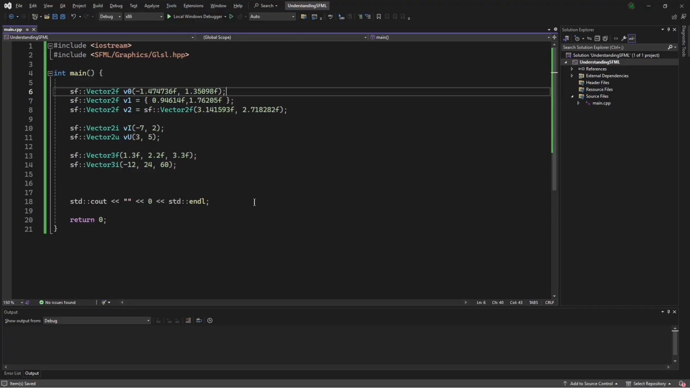Today, we'll be learning about vectors. The inputs for vectors must be the same type as the vector themselves. Here we have a vector 2f, which deals with floats, and these inputs must be floats themselves.